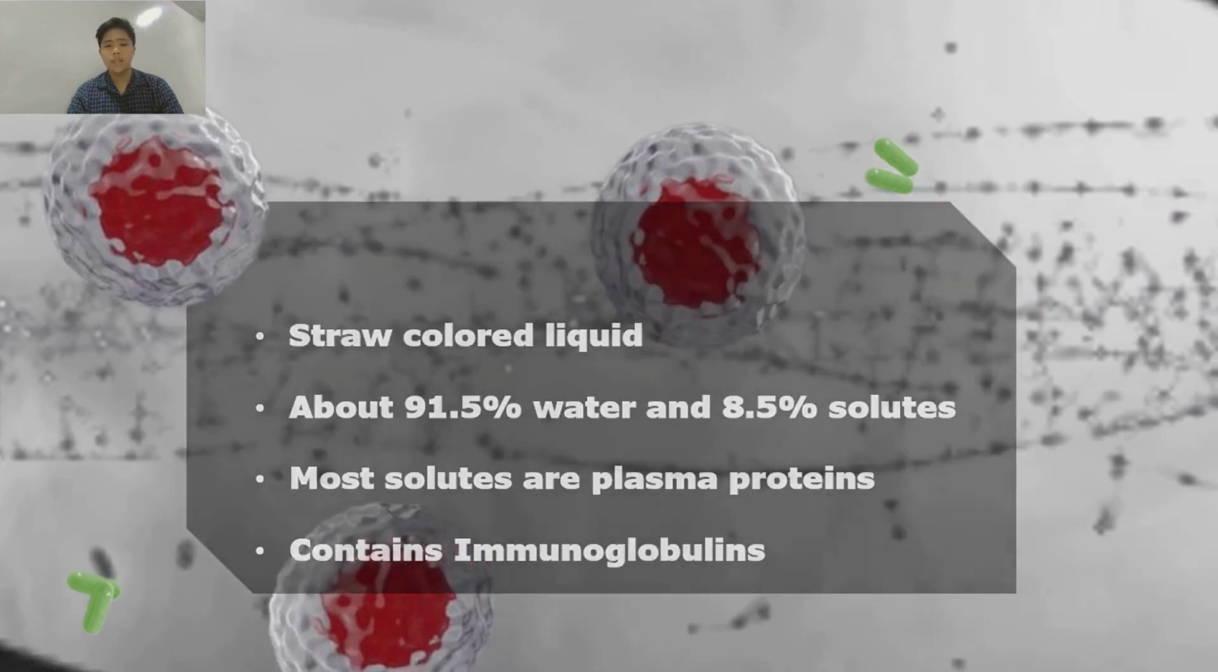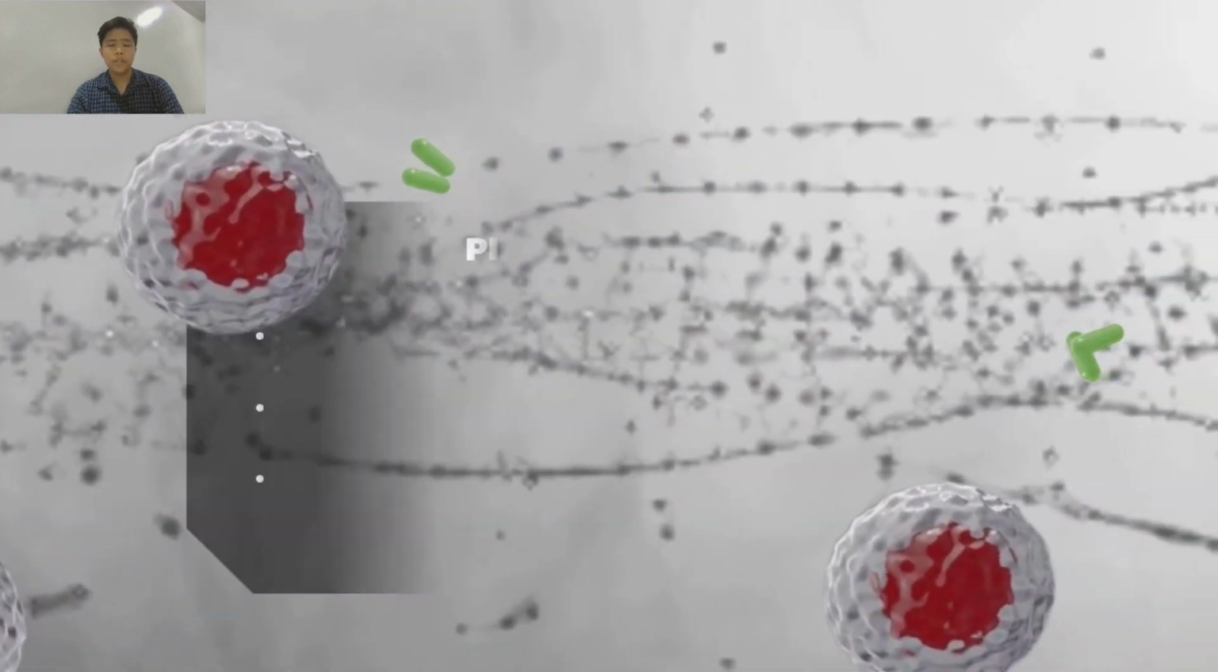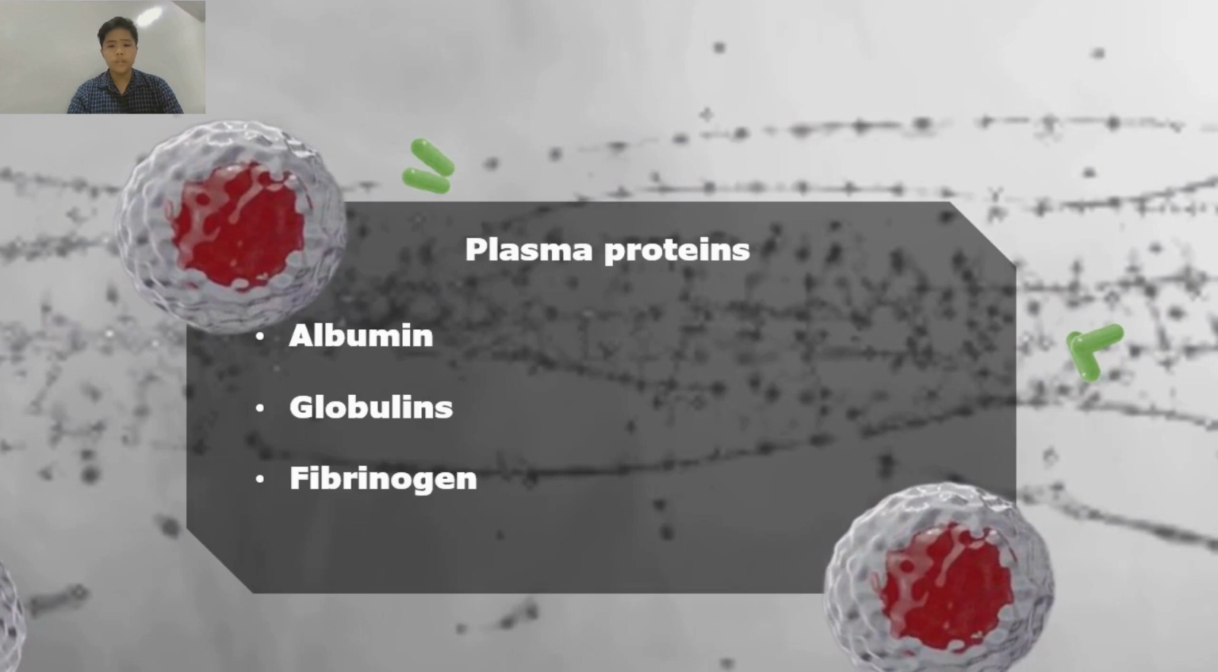Now, let's analyze the plasma proteins. First is albumin. This protein is the smallest and most numerous plasma protein. It helps maintain osmotic pressure, which is important in the exchange of fluids across the blood capillaries. Next is the globulins. These are large proteins that produce the antibodies or immunoglobulins. And as I have said earlier, these antibodies attack viruses and bacteria.